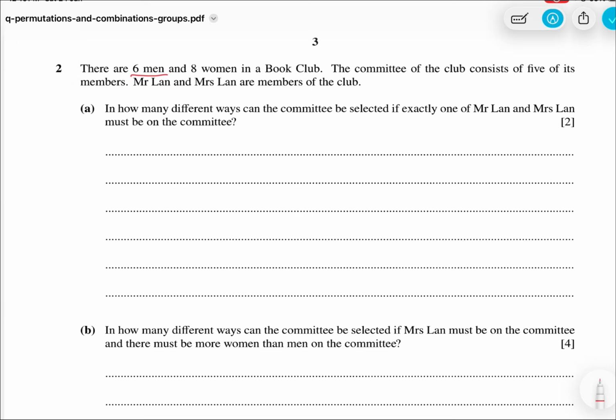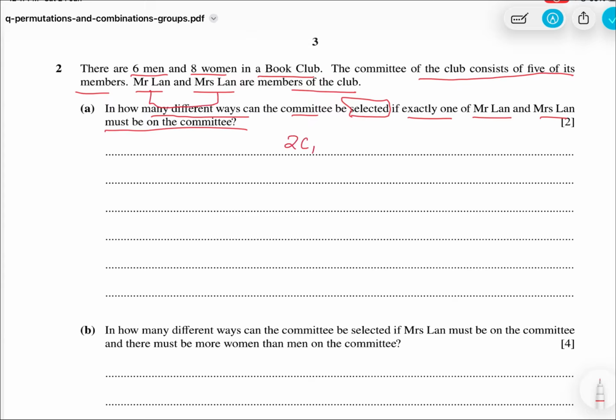There are 6 men and 8 women in a book club. The committee of the club consists of 5 of its members. Mr. Len and Mrs. Len are members of the club. In how many different ways can a committee be selected if exactly one of Mr. Len and Mrs. Len must be on the committee? Exactly one. Repeat after me, exactly one. Okay, very good. Really simple. Out of these two, we need exactly one.